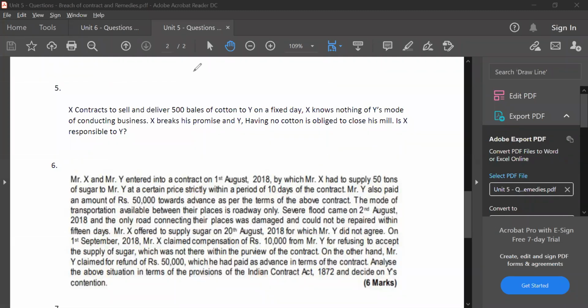Mr. X offered to supply sugar on 20th August 2018, for which Mr. Y didn't agree. On 1st September 2018, X claimed compensation of rupees 10,000 from Mr. Y for refusing to accept the supply of sugar, which was not there within the purview of the contract. On the other hand, Mr. Y claimed for refund of rupees 50,000 which he had paid as advance in the terms of contract. Analyze the above situation in terms of the provisions of Indian Contract Act 1872 and decide on Y's contention.